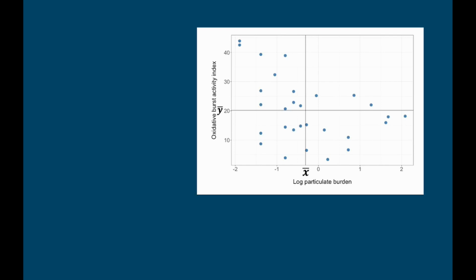What I've done here is I've drawn in the mean values for our two variables. So the mean for the x variable is the mean particulate burden, the mean for the y variable is the mean for the oxidative burst. And what I'd like to think about is what results we would get if we subtract the mean of the x variable from each x value and the mean of the y variable from each y value, and then for each observation we multiply those together. Those are the means. And so for each observation we would take the x value and subtract the mean and then multiply that by the y value minus the y mean.